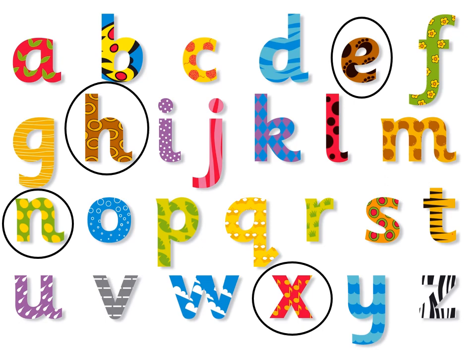Can you see that I have circled four of the letters that we've just sung in our song? Can you tell me all of their letter names? Can you start from the bottom and go up to the top? The first one is X, then it's N, H, and right at the top, it's the letter E.